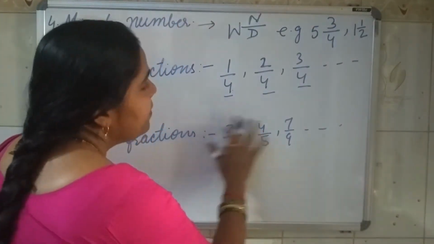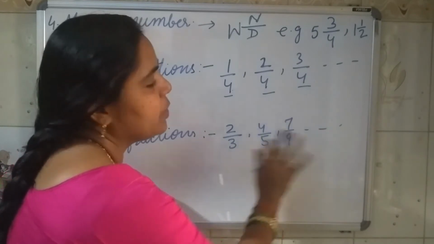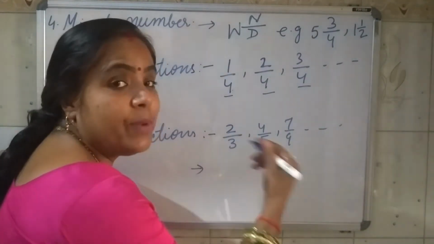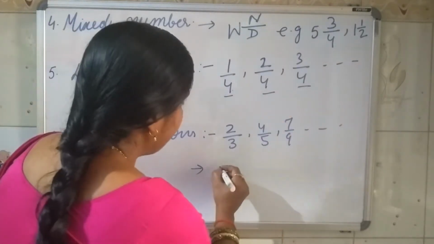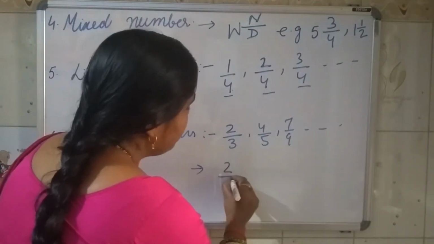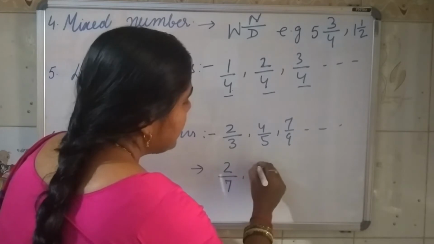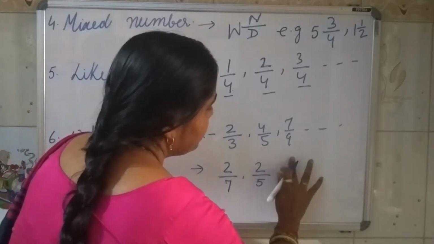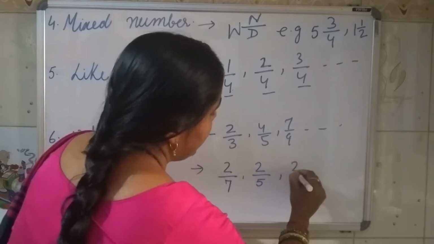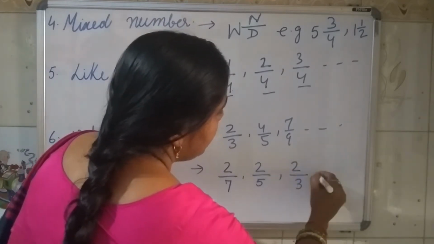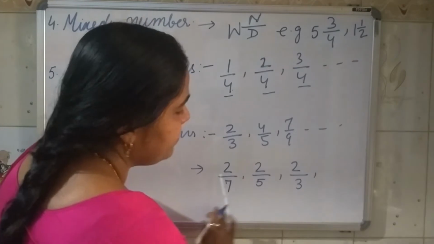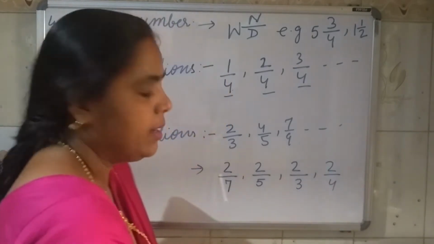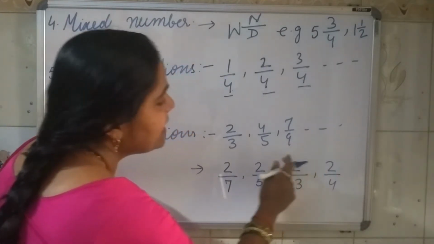Now unlike fraction is also divided into two parts. First one, when both numerator and denominators are totally different from each other. And next one is if the numerator is same and denominators are different. For example, I am taking 2 by 7, then 2 by 5, then 2 by 3. So these all denominators are different, and 2 by 4. Denominators are different but numerators are same.